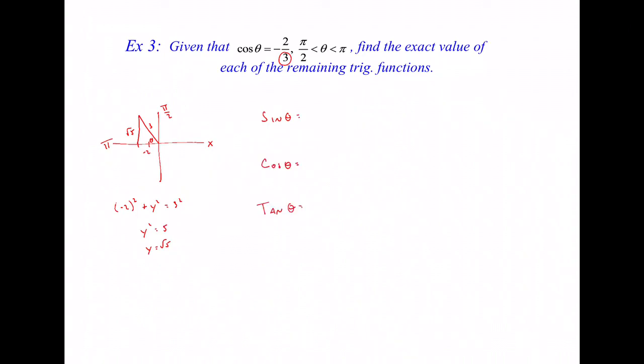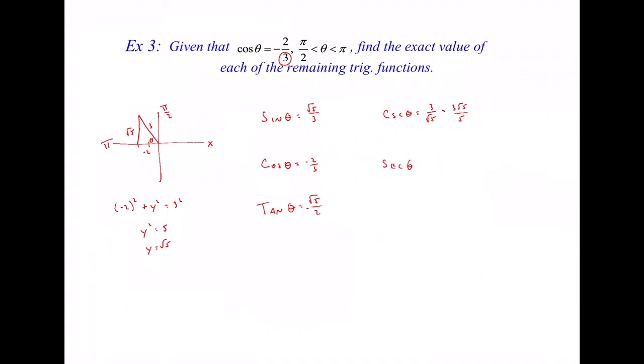So sine of theta is opposite, so that's square root of 5 over hypotenuse. Cosine of theta is adjacent over hypotenuse, that was given to you. And then tangent is opposite over adjacent, so that's negative square root of 5 over 2. And then you can do the reciprocal of each of these as well. So cosecant of theta is 3 over the square root of 5, which, if you rationalize the denominator, would be 3 square roots of 5 over 5.